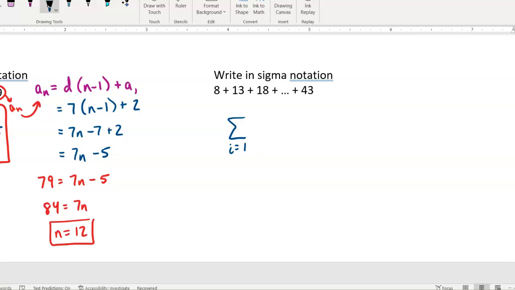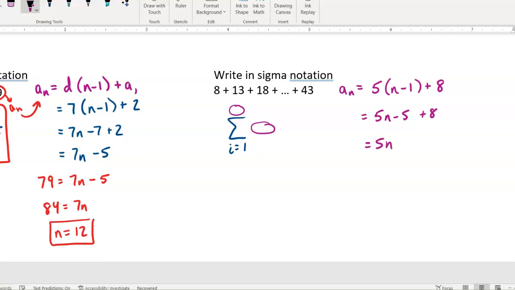All right, so this is what we know though. Just like before, we're trying to find our explicit formula and our number of terms in the series. So to find the explicit formula, let's use that formula. We know our common difference in this case is 5. And we know our first term is 8. So when I go to solve this, I would distribute the 5 through. Get 5n minus 5 plus 8, combine like terms. Negative 5 plus 8 is 3. So now we have our explicit formula.